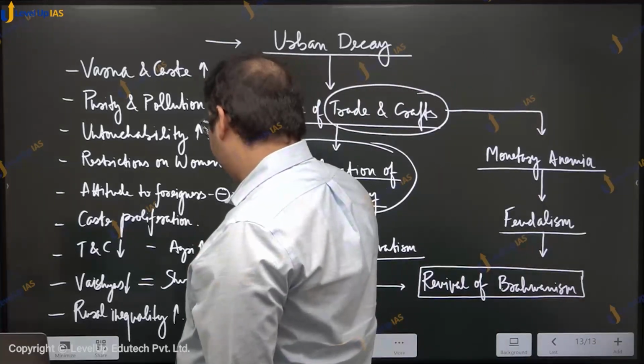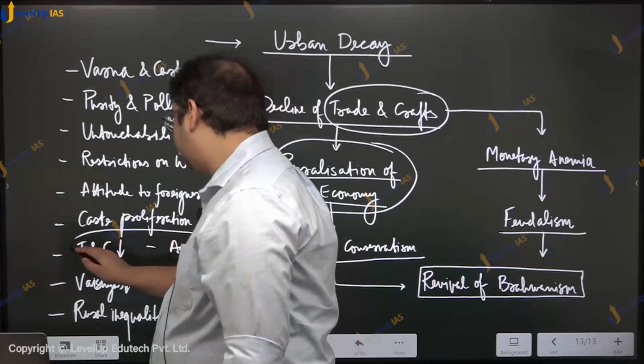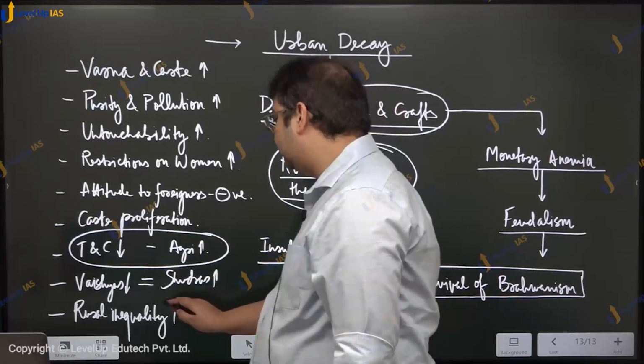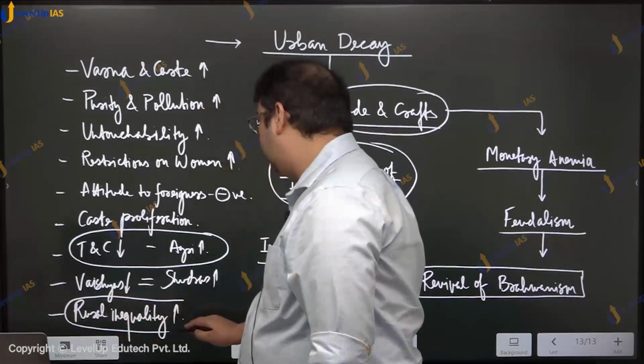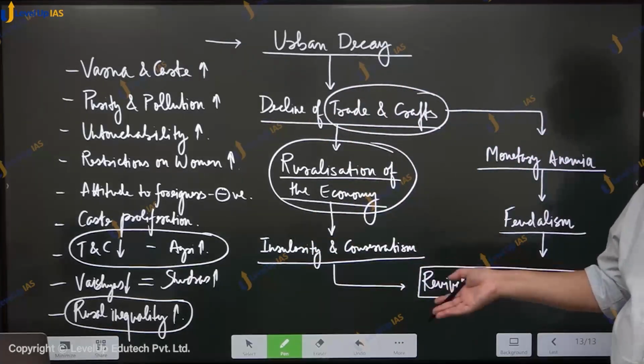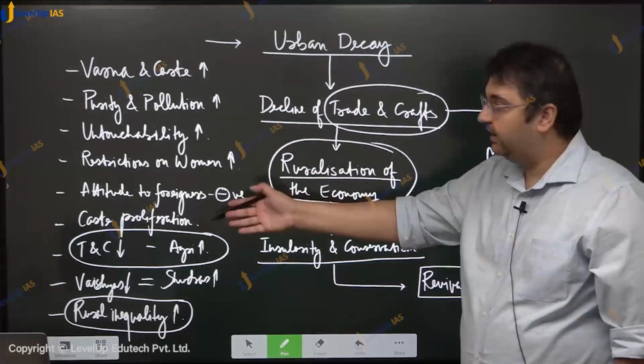Then we have seen the decline of trade and crafts and rise of agriculture and the rise of rural inequality. These are the economic effects. The rest are social impact.